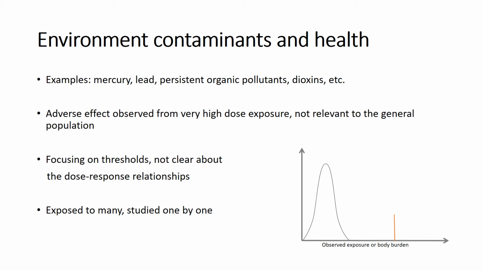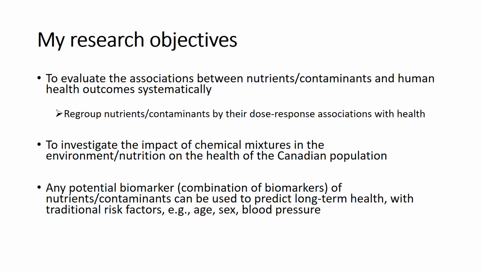Another fact is that we are exposed to many of these chemicals simultaneously, but the research studies one chemical by one chemical, or one chemical to one health outcome. So the overall research objective is to evaluate the associations between nutrients, contaminants, and human health outcomes systematically, because there are so many nutrients and contaminants on one hand, and on the other hand, so many health outcomes. If we keep studying the pair relationship between one chemical and one health outcome, we don't get a clear overall picture.